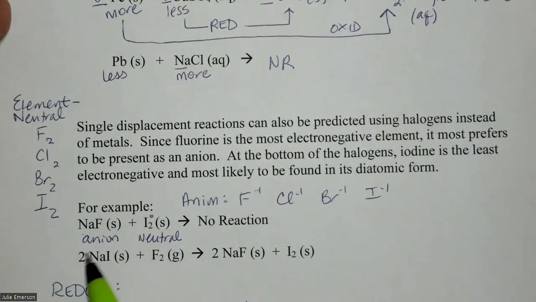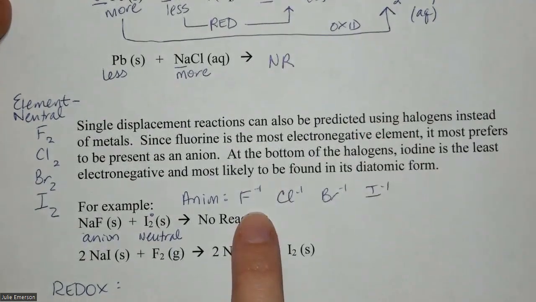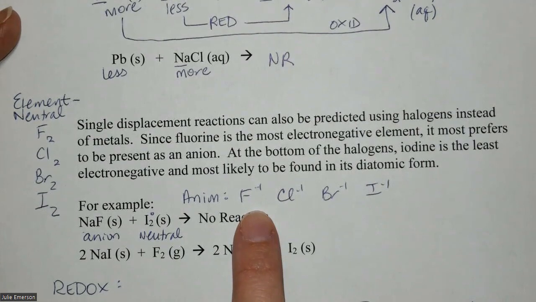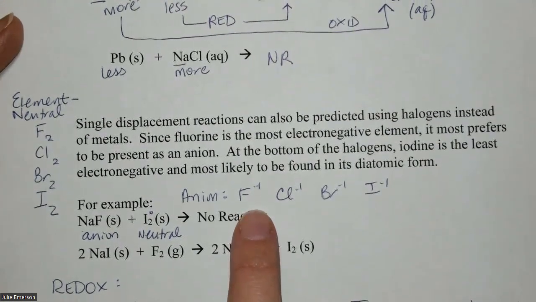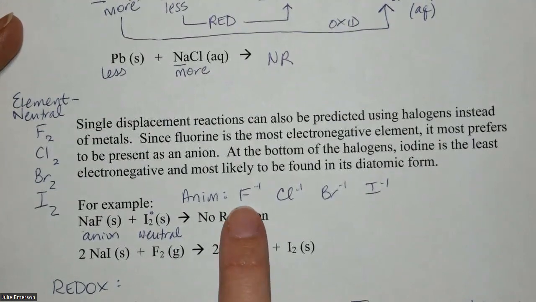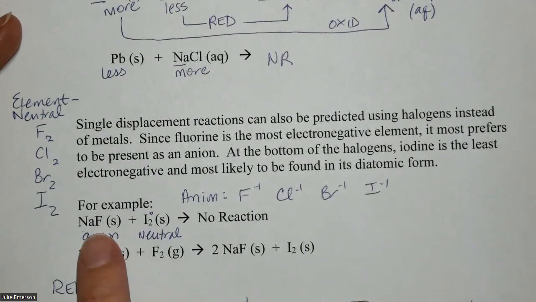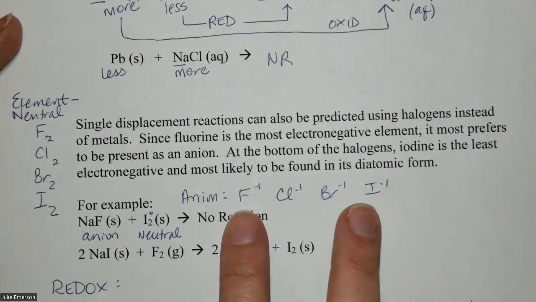And what happens here is because fluorine, if you remember from intro chem, is our most electronegative element, meaning it has great electron affinity or attraction for electrons, much stronger pull for electrons than chlorine, bromine, and iodine. So fluorine prefers to be the anion. So fluorine prefers to be the negative, and that's why no reaction will occur when I'm comparing fluorine and iodine.